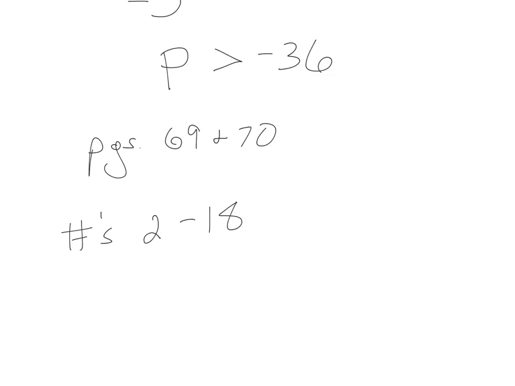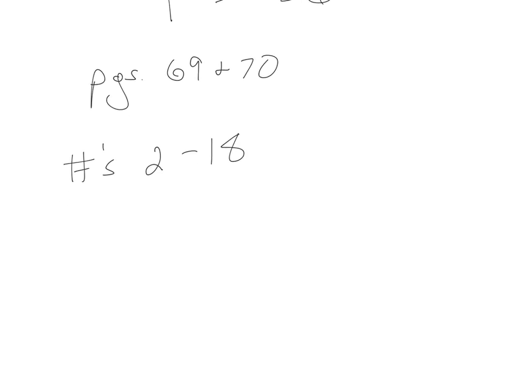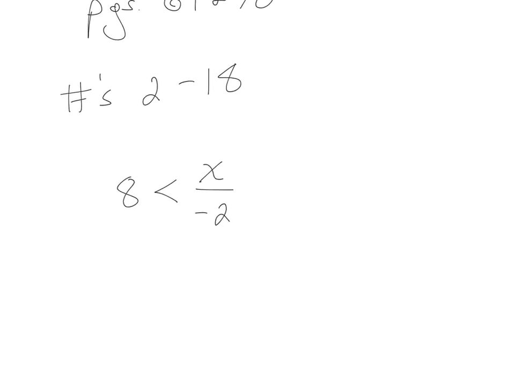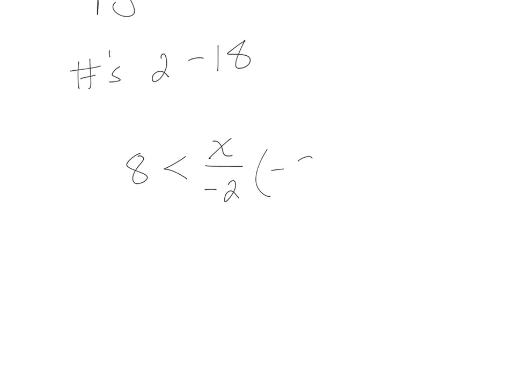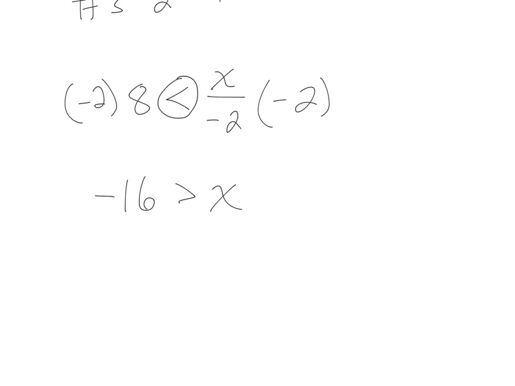Now I do want to show you one more example. So let's say we have 8 is less than x over -2. Okay, so we know that we're going to have to isolate that variable, so we're going to multiply both sides by -2. So we have to switch this inequality because we multiplied by a negative, so we're going to have -16 is greater than x. But remember from yesterday's lesson, before you can graph, you have to make sure that you flip that inequality back when you move the variable to the left side.